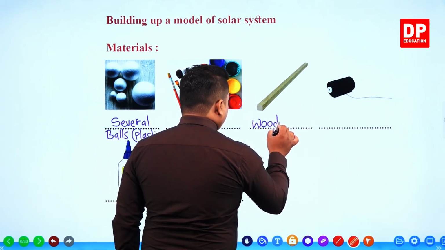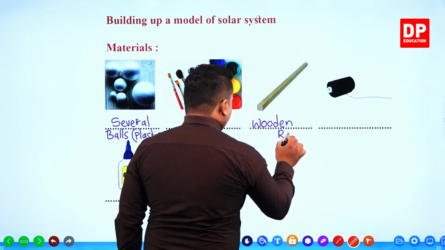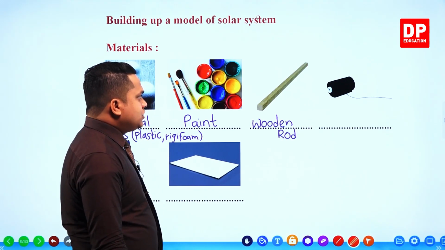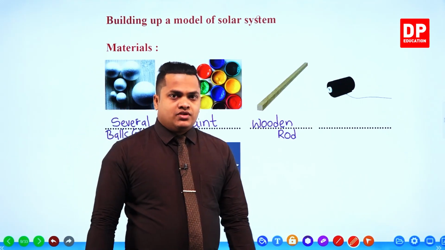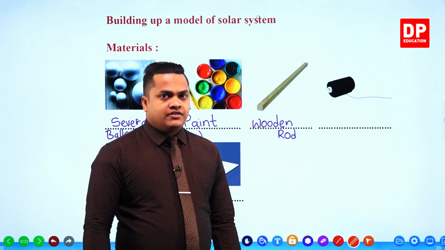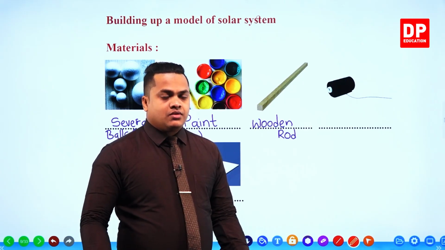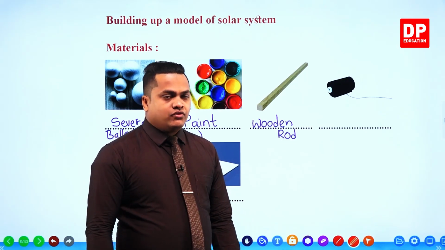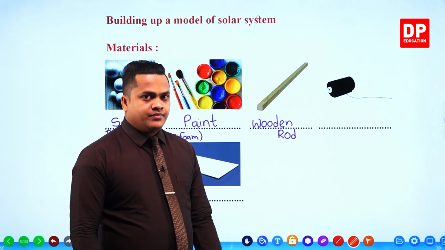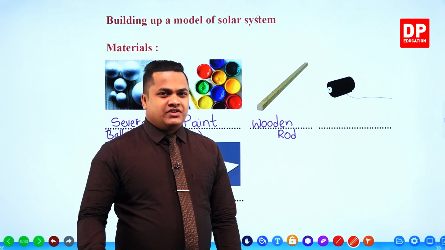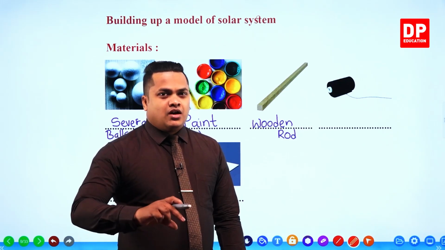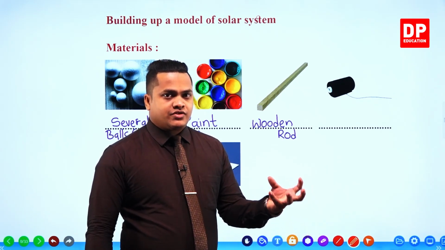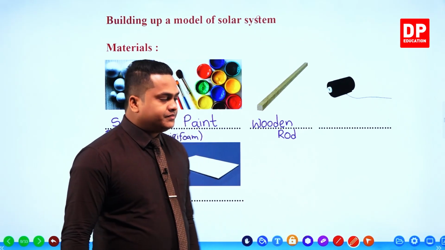Then we'll be needing a wooden rod. A wooden rod is needed to fix these balls, otherwise they might fall off. Otherwise there is no way to hold these things, they will fall. So we have to get a wooden rod. Instead of a wooden rod, you can even use a string or a metal bar. No problem with that. To hold these planetary structures, you'll be needing this rod.